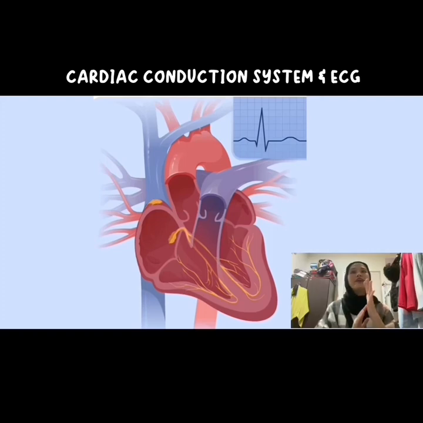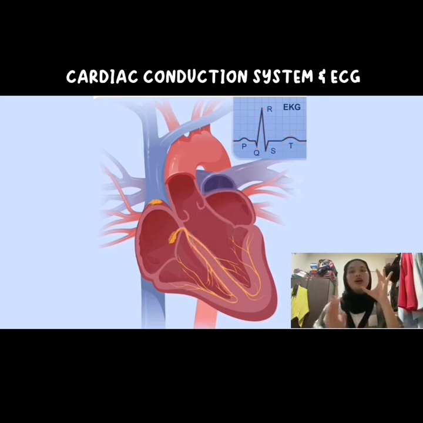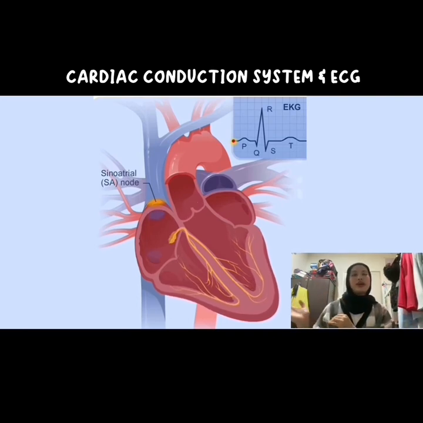Okay, so the heart is a muscle that works continuously, much like a pump. Each beat of the heart is set in motion by an electrical signal from within the heart muscle. The electrical activity is recorded by an electrocardiogram, also known as ECG or EKG. Each beat of the heart begins with an electrical signal from the sinoatrial node, also known as the SA node.